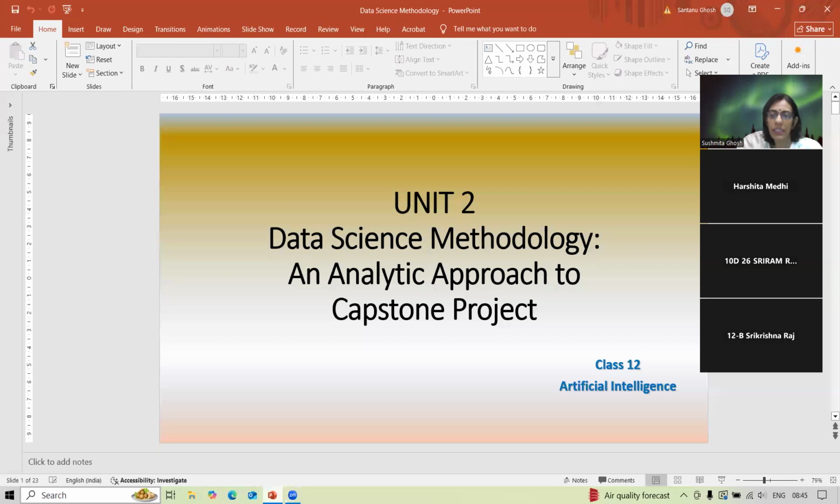Okay, so today's target for us is the next topic, which is again significant for our project work, which we plan to do. The next part is the data science methodology and analytic approach to the Capstone project. Now we understand what a Capstone project is, and we have also dealt with the design thinking methodology there. Now this is another methodology we are talking about. So how do they differ, what is the process involved in this, and why do I need this? We talk about that today.